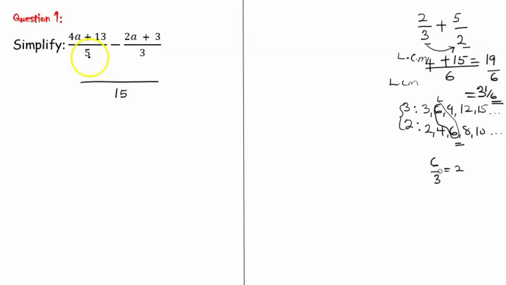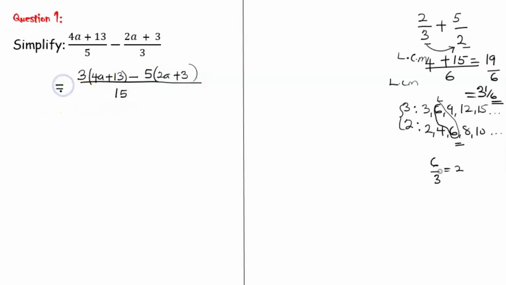So 15 divided by 5 is going to give us 3. We're going to use this 3 now to multiply the numerator. Let's put it inside a bracket like this. Repeat the negative sign. Then you use this 3 to divide this 15. So 15 divided by 3 is going to give us 5. So we have 5 into 2a plus 3.